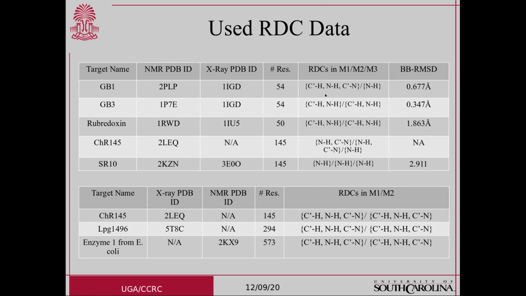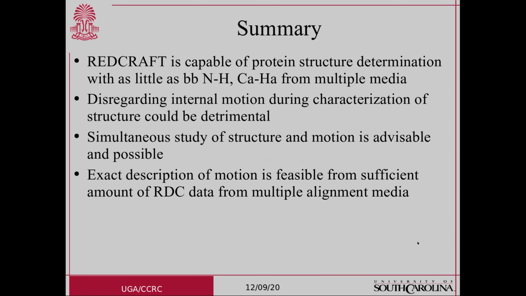So here are some examples. Carbonyl proton, NH, and carbonyl nitrogen from one alignment medium and NH from another alignment medium. We have explored a variety of combinations, anything that we can find on BMRB, as little as NH from 3 alignment media, and RDC data that can be collected from perdeuterated proteins. So confined only to the backbone of the protein and not necessarily using just a proton in order to excite your protein. So I'm going to skip over this.